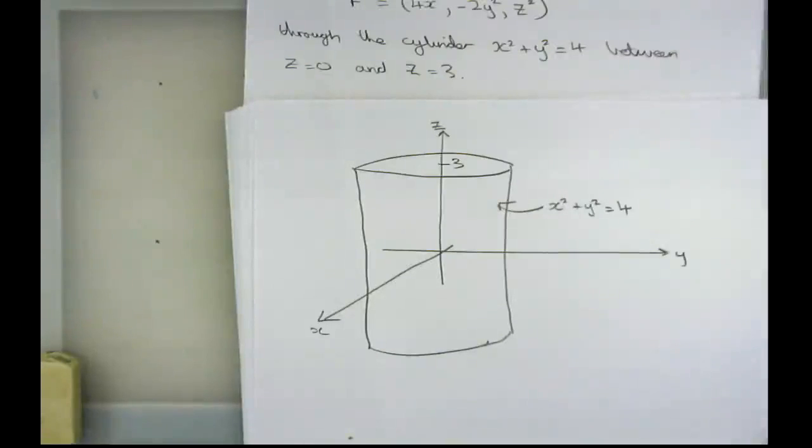But instead, what Gauss's theorem says is I can think of this as a triple integral of something, which turns out is the divergence of this vector field over that solid cylinder. That's what I'm doing. All right?